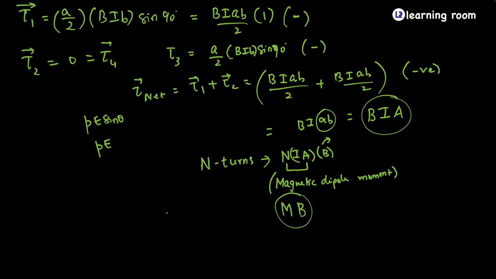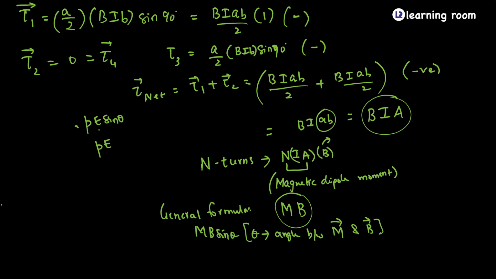If I have to write the general formula for it, then it is going to be MB sine theta in terms of magnitude, where theta is going to be the angle between, here what is theta? Theta is the angle between dipole moment and electric field. Here what is that theta? Angle between magnetic dipole moment and B vector. Simple, you are able to connect both, right? That is how it works.